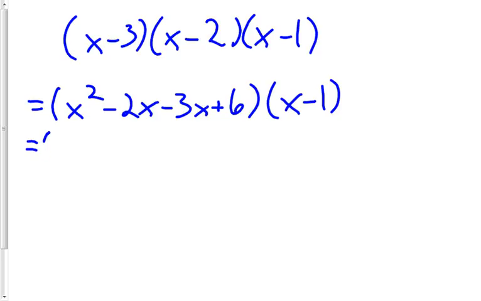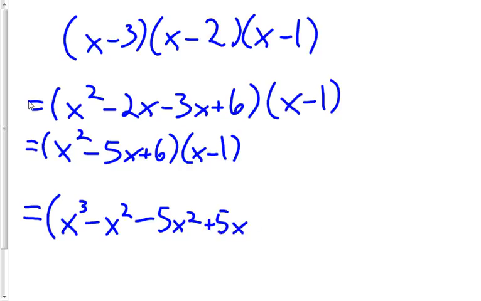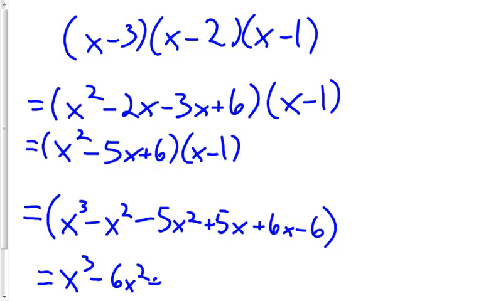Combine like terms to find x squared minus 5x plus 6 multiplied by x minus 1. Now I need to distribute my x squared minus 5x plus 6 throughout my x minus 1. So x squared times x is x cubed. X squared times negative 1 is negative x squared. Negative 5x times x is negative 5x squared. Negative 5x times negative 1 is plus 5x. 6 times x is plus 6x. And 6 times negative 1 is minus 6. Combine like terms to find this to equal x cubed minus 6x squared plus 11x minus 6.